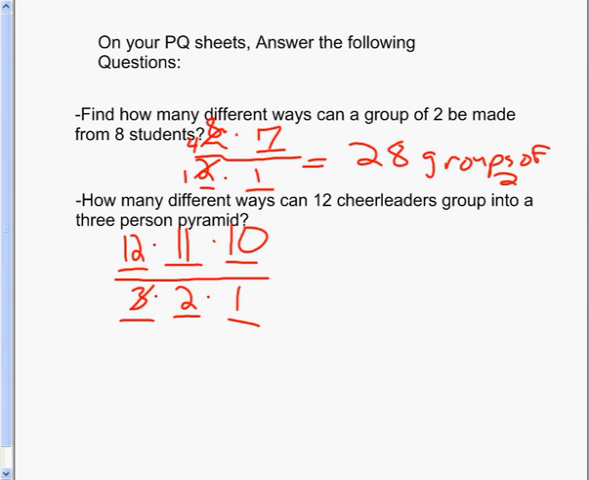Now doing our math here, we can simplify, dividing both by 3, we get 4 on top, 1 on bottom, and dividing both by 2, 2 goes into 4 twice, so now I have 2 times 11 times 10, so that's going to give me 22 times 10, which is 220 groups.